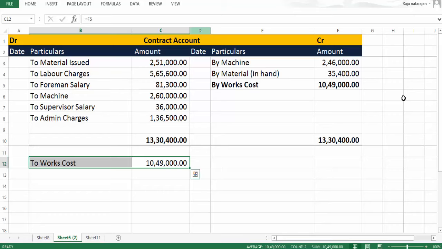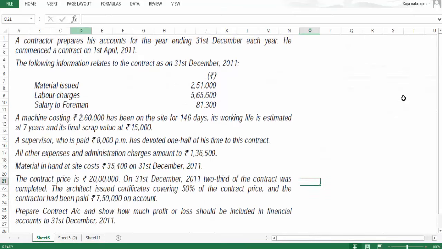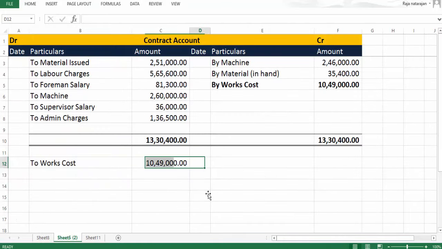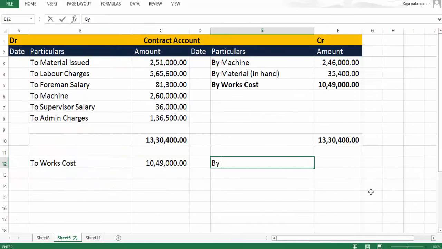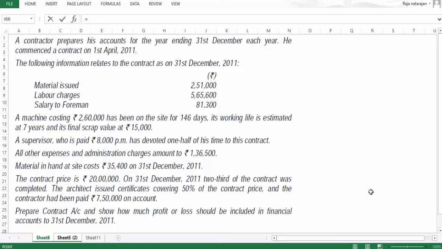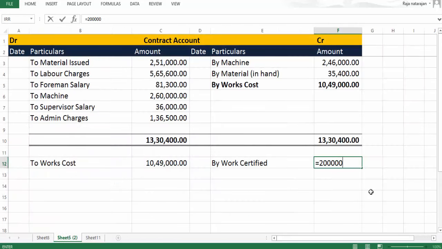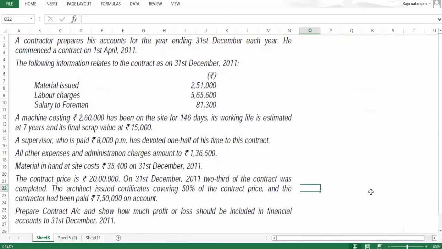Okay. But what is the architect certificate for work completed? Here the question says the architect issues certificate covering 50% of the contract price. So we are going to have a certificate where on the credit side we'll say by work certified, and we know the contract price. What is the contract price? It is 20 lakhs. 20 lakhs multiplied by 50%. So work certified is 10 lakhs. It means there can be some uncertified portion also. But how do we find out that?